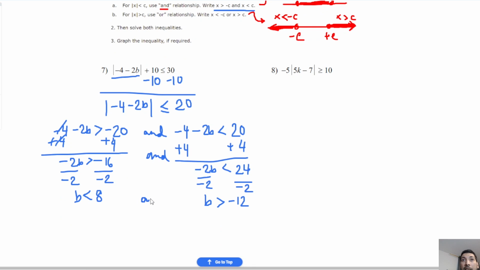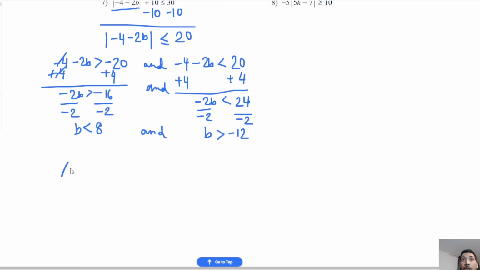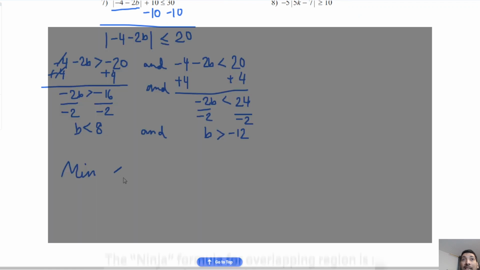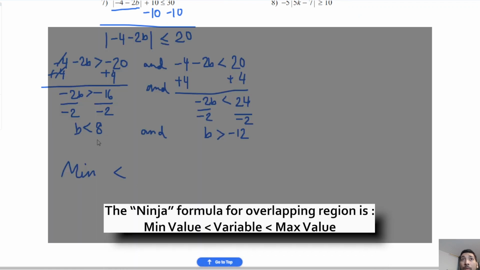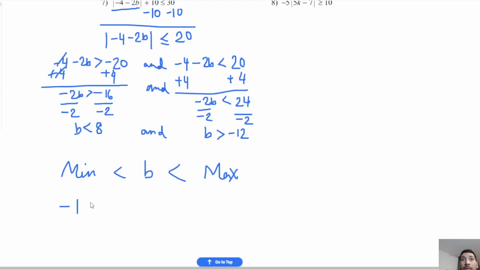Now again, these two inequality expressions are related by an AND relationship, so we can use this shortcut trick. Minimum value less than variable, in this case the variable is b, less than maximum value. So with 8 and -12, the minimum value is -12, less than b, less than the maximum value 8. So you can see that these two inequalities can be written as a single inequality.